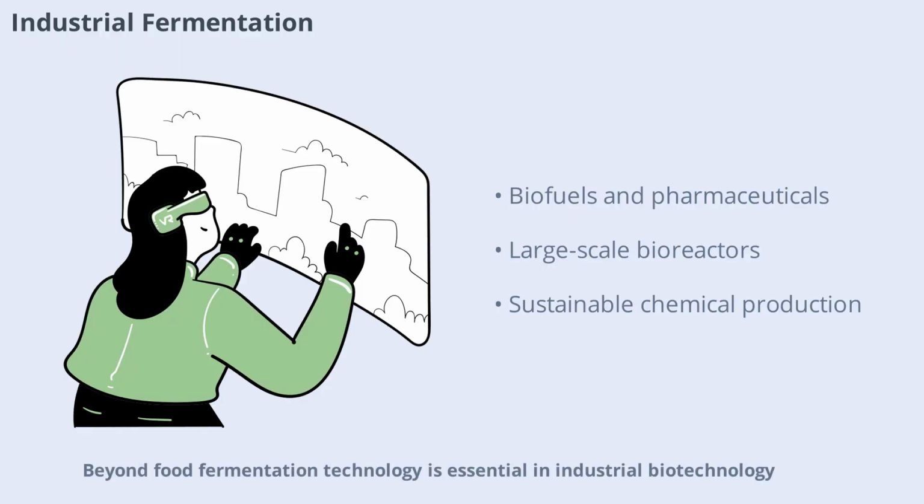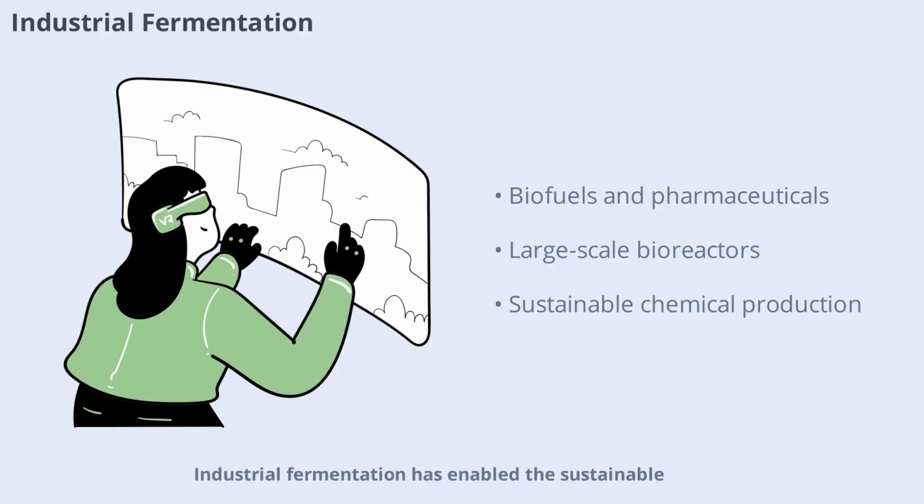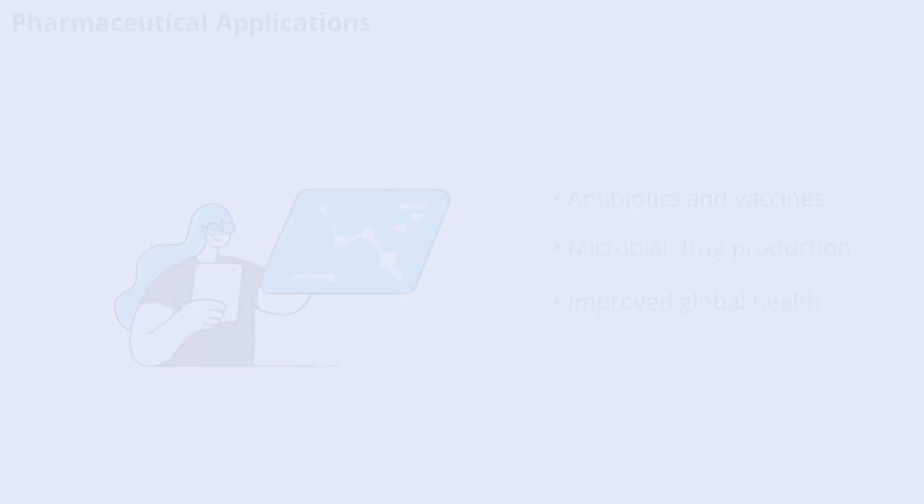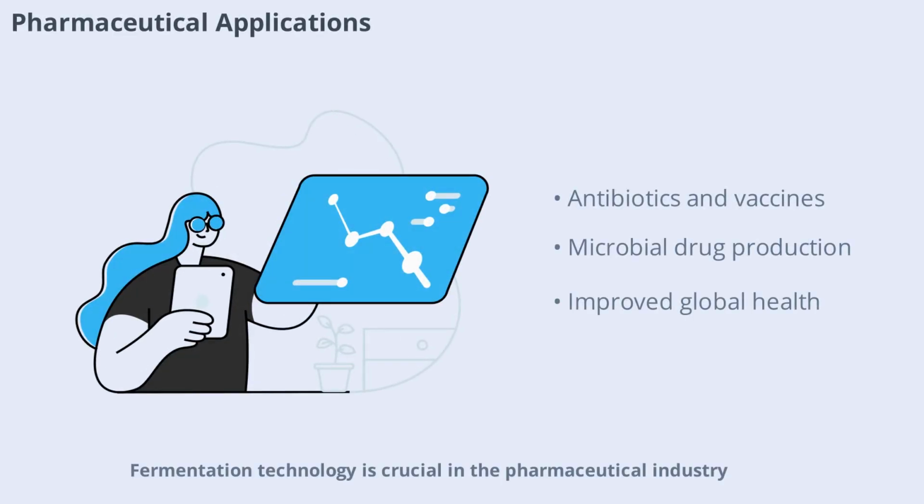Beyond food, fermentation technology is essential in industrial biotechnology. It is used to produce biofuels, pharmaceuticals, enzymes, and organic acids. Large-scale fermenters or bioreactors provide controlled environments for microorganisms to grow and produce valuable products. Industrial fermentation has enabled the sustainable production of many chemicals and medicines.